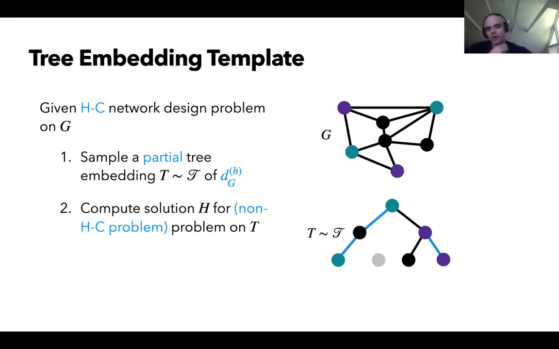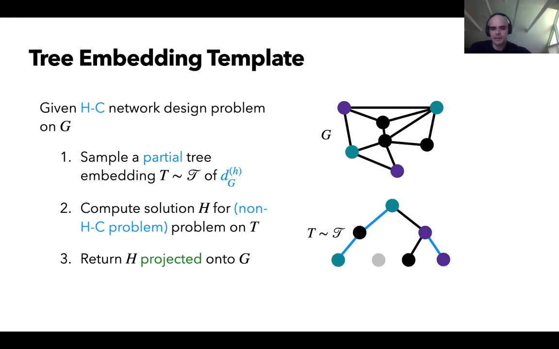Then we solve the induced problem on the tree that we sample. In particular, we solve the non-hop constrained problem on our tree for all of the connectivity requirements that are successfully embedded into the tree. So in the case of Steiner forest, you can imagine that for each pair that has both of the constituent vertices embedded into the tree, we'll connect them in the tree. Now, after doing this, we just project our solution back into the graph to solve our problem.